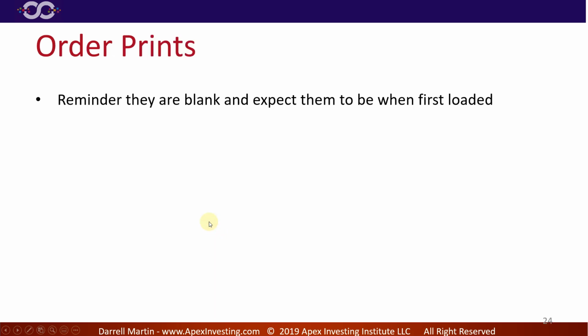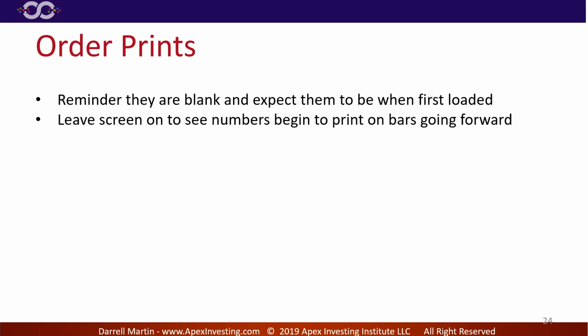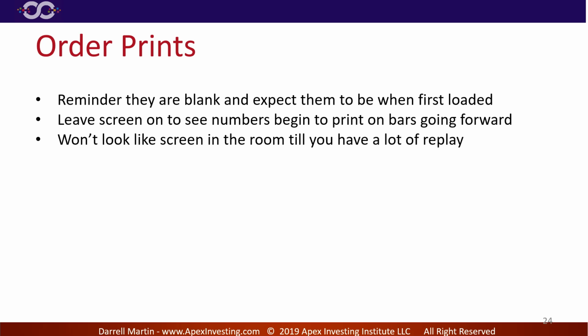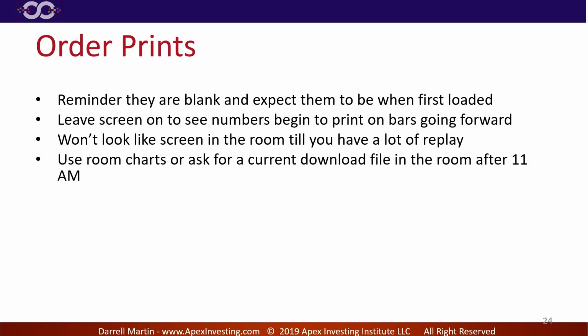Order prints. Reminder, we get this ticket constantly, and I don't know how many times I can say it in videos and everywhere else. When you first load your charts, they're going to be blank. They're not going to have any order prints on them. It doesn't mean they're broken. They will not match the room. Leave your screen on and make sure you're connected, and you'll start seeing numbers printing on bars going forward. You may not see X boxes immediately, but you'll see numbers, like a number printing above the bar. It won't look like the screen in the room until you have a lot of live play.